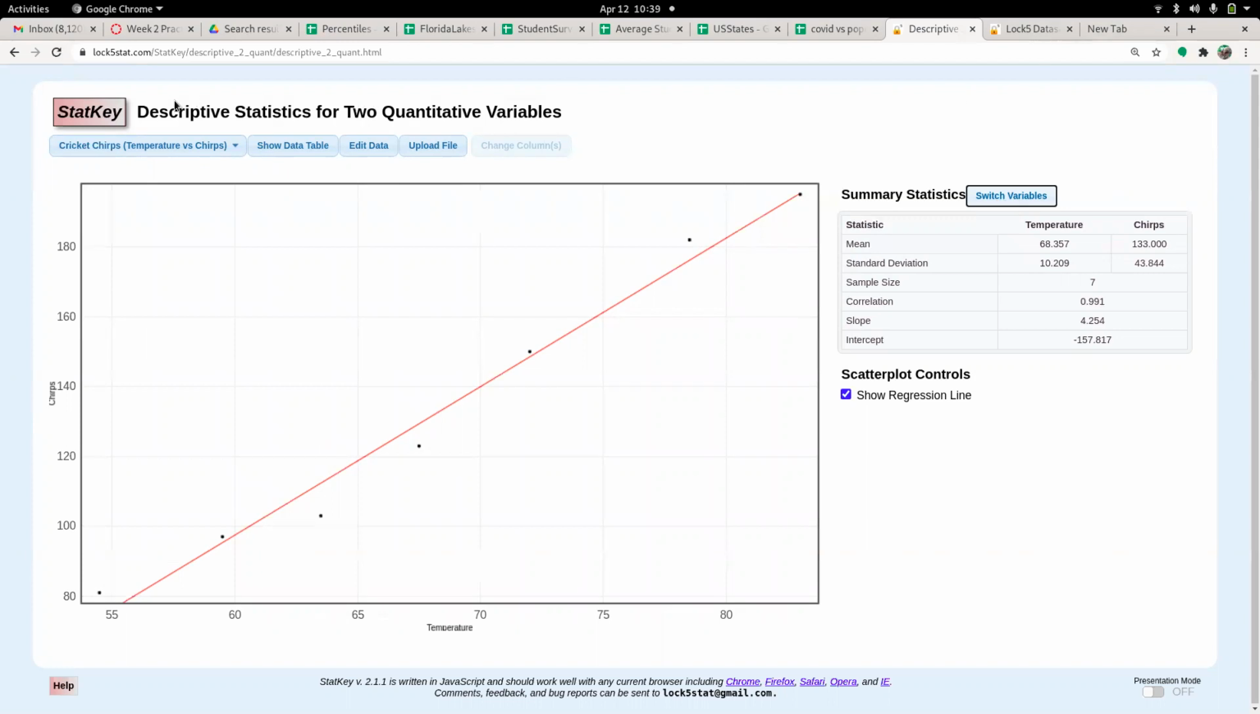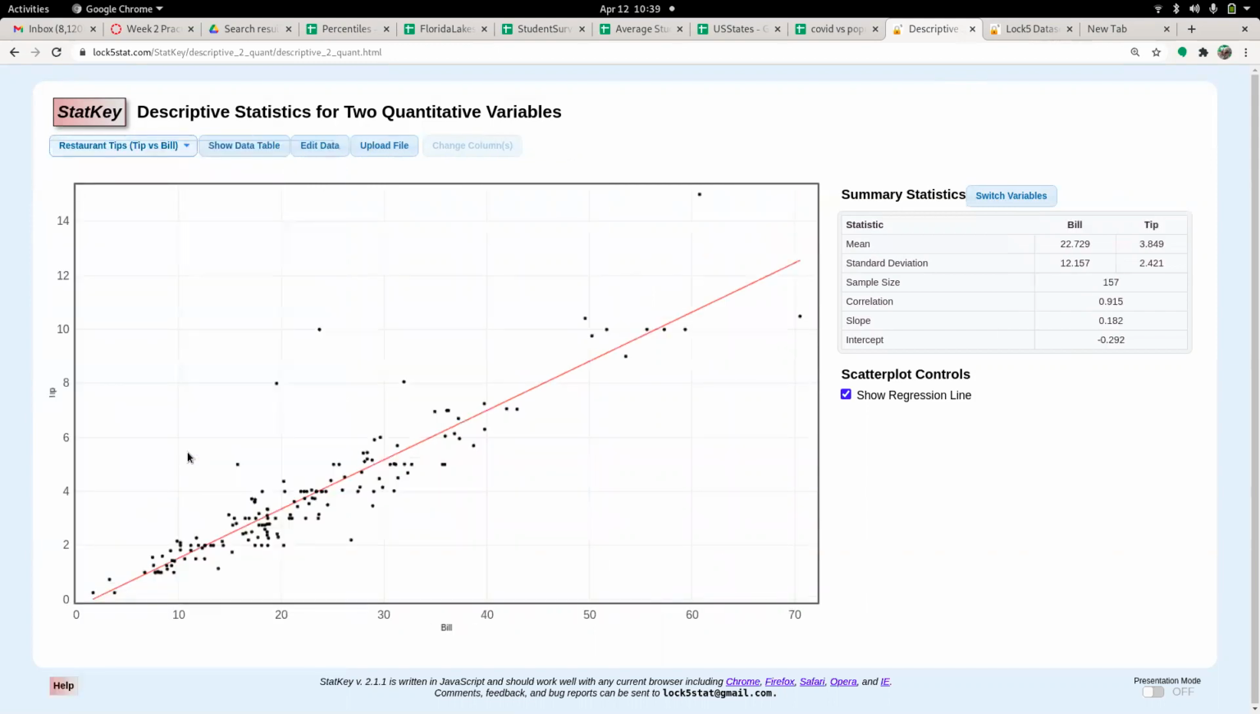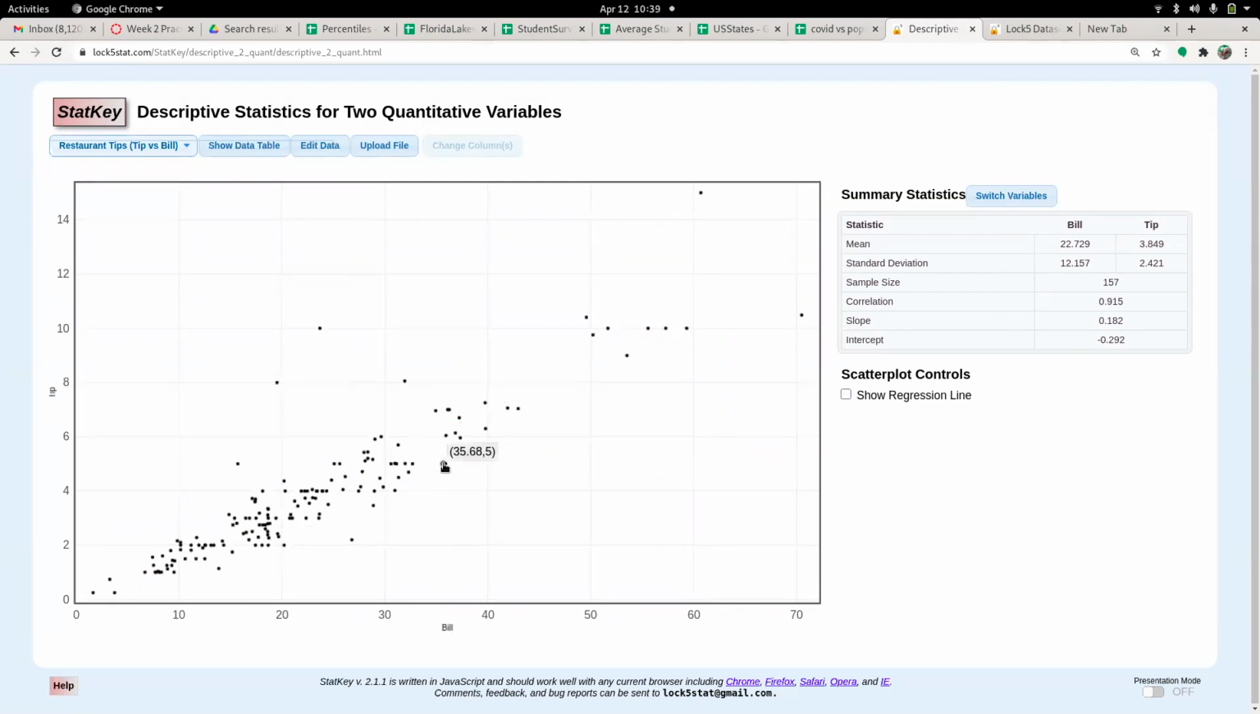All right, let's look at some other examples. This one I think is an interesting one, and turn off the lines for now. So on this one here, we have the bill of a patron at a restaurant. So they went out to dinner, and like this one right here, the dinner was $35.68. And the 5 is a $5 tip. And so the tip is the Y value.